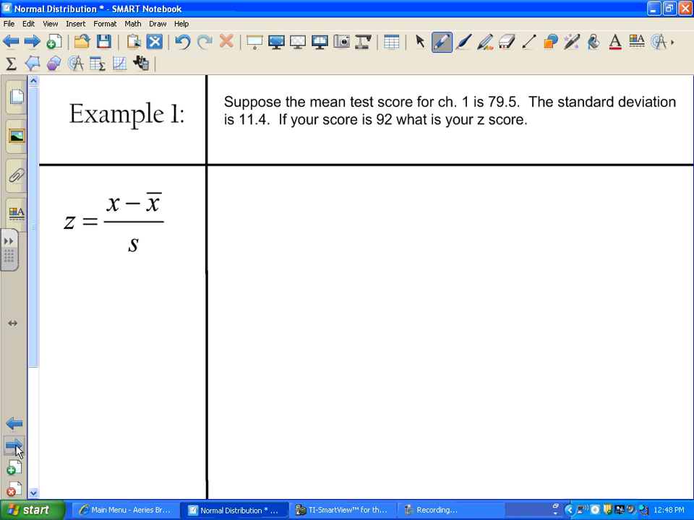All right. To review from where we've been before. Suppose the mean test score for Chapter 1 is 79.5. Standard deviation is 11.4. If your score is 92, what is your z-score? Okay? Z-scores. Actual minus average divided by standard deviation. That's your z-score always.